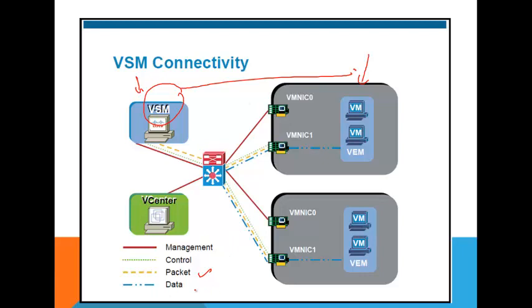Data traffic is nothing but the traffic that is going between VMs, virtual machines, and all this traffic should not go in a single channel. They should be kept in a separate channel. So we need to put them in different VLANs.